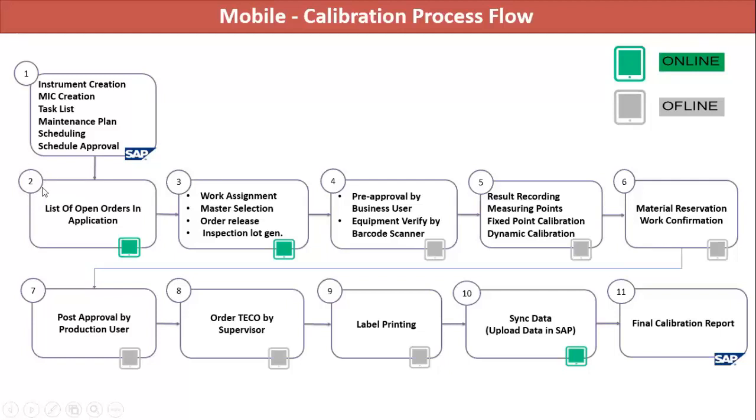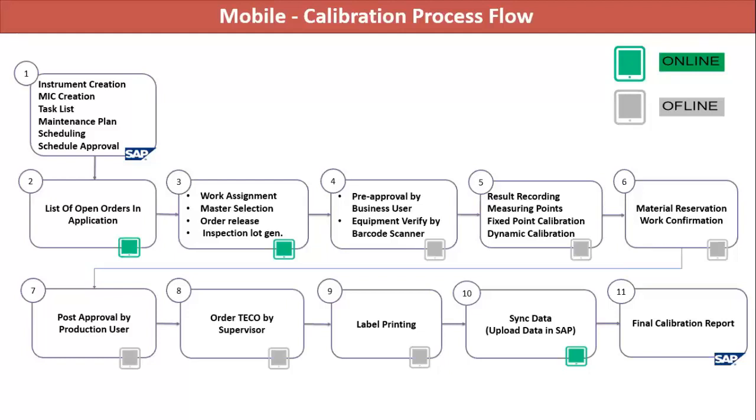get the list of orders, the list of work which is available for calibration. This activity will be online. Whenever the user logs in the first time, we will download the data into the mobile application.